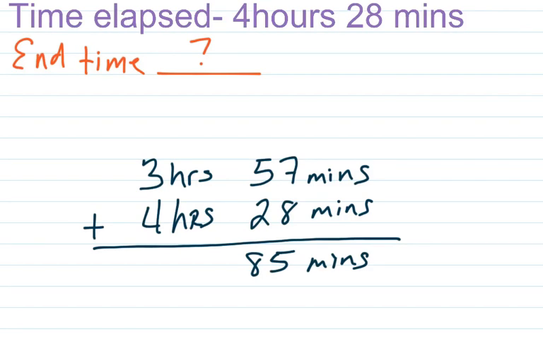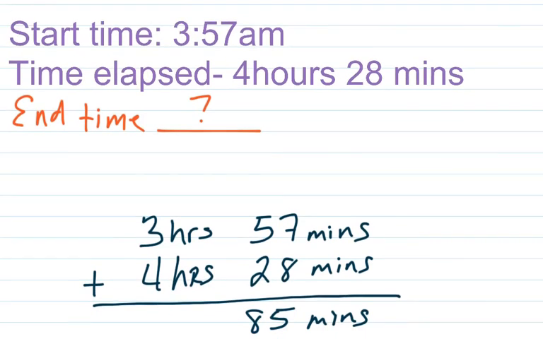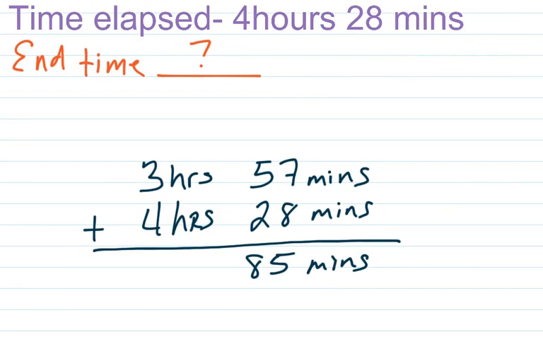85 minutes. Now, before I continue, the one thing that I've noticed is that 85 is not a part of a clock. There is no such thing as 4:85 o'clock. So what I'm going to have to do is regroup. Well, if I scroll back up, I know that 1 hour is 60 minutes. So over here to the side, I'm going to take 85 minutes and take 60 minutes away from it. That's going to give me 25 minutes.